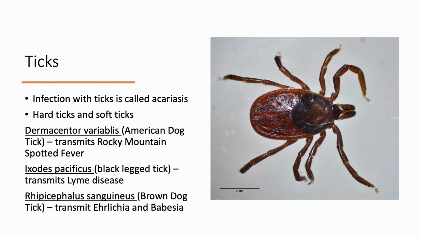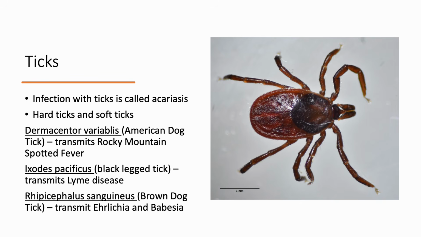Ticks are another type of ectoparasite, and remember they're arachnids with 4 pairs of legs. There are hard ticks and soft ticks, and most of the ones we talk about are hard ticks. There are tons of ticks out there. I've picked 3 to review today. If this is an area that you are interested in, please continue your self-study.